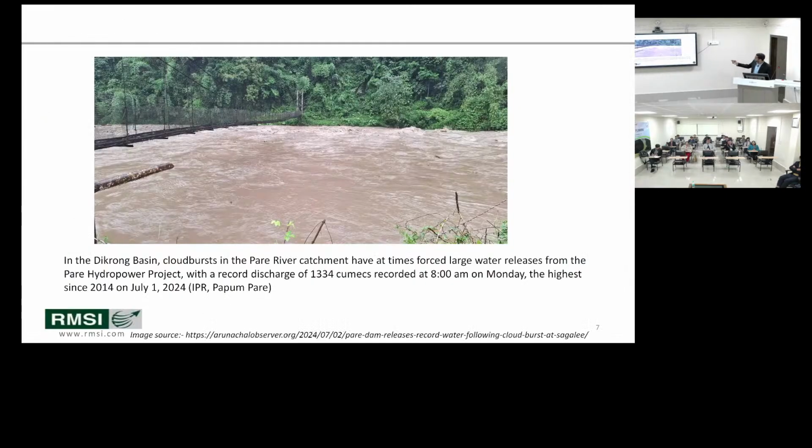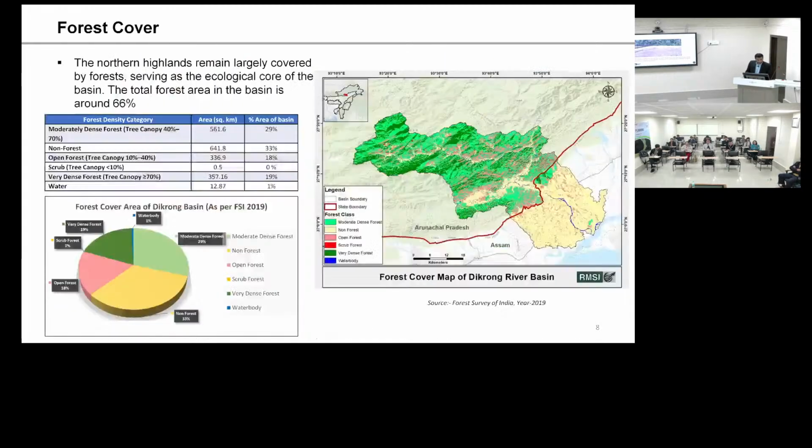And then we have seen the Sagali region, and this photograph is from there. The Pare reservoir itself, although it is used to control floods, sometimes releases a very large amount of water. So in the downstream area, flood-like situations also appear.